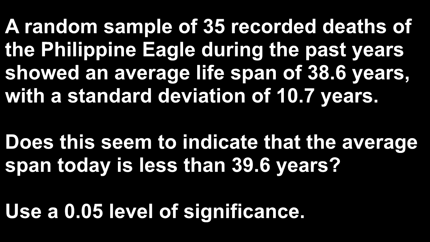This time, we are going to show you how to do hypothesis testing for population mean. Example number 1. A random sample of 35 recorded deaths of the Philippine eagle during the past year showed an average lifespan of 38.6 years, with a standard deviation of 10.7 years. This seems to indicate that the average lifespan today is less than 39.6 years. Use a 0.05 level of significance.